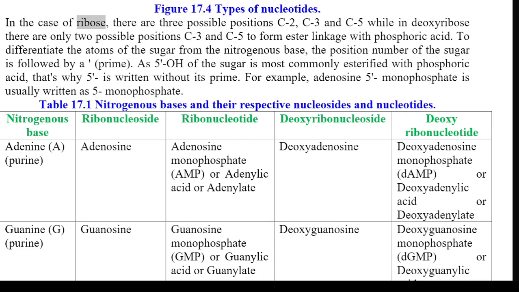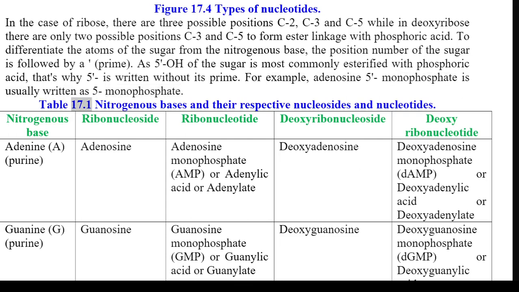In the case of ribose, there are three possible positions, C2, C3, and C5, while in deoxyribose there are only two possible positions, C3 and C5, to form ester linkage with phosphoric acid. To differentiate the atoms of the sugar from the nitrogenous base, the position number of the sugar is followed by a prime. As 5' of the sugar is most commonly esterified with phosphoric acid, that's why 5 is written without its prime. For example, adenosine 5'-monophosphate is usually written as 5-monophosphate.